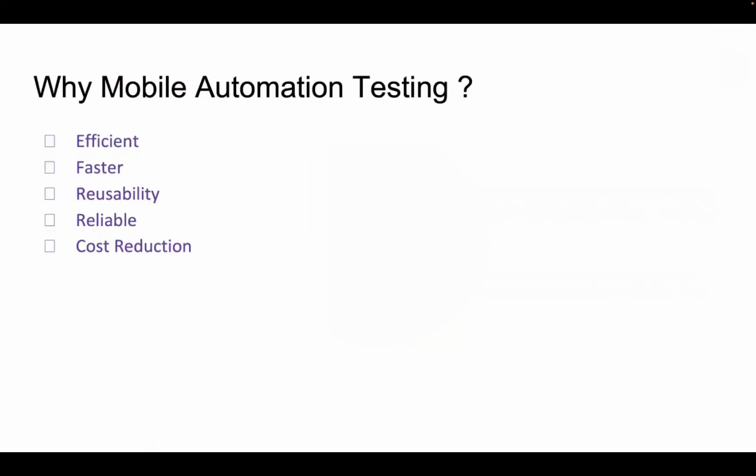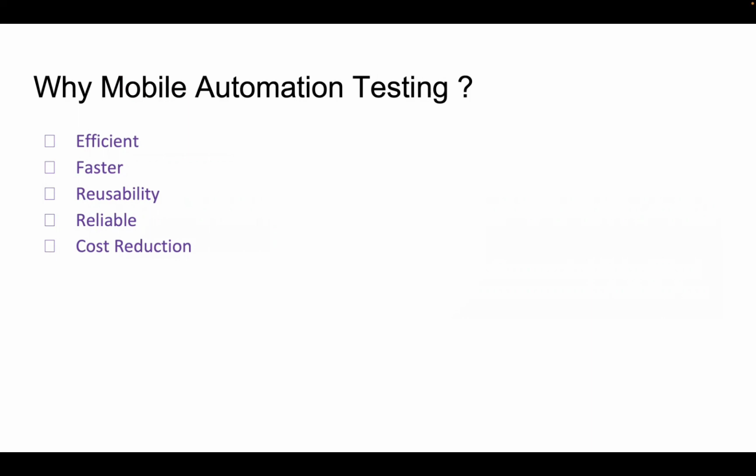So why mobile automation testing? Why do we go for mobile automation? Why don't we test the entire thing manually? The key points are, first, it is efficient. We do not have to test the same feature again and again; we run our automation script, and that takes care of the entire regression suite. Second, it is faster. The time taken for the same test features by an automation script is much faster, 10 to 20 times faster than manual speed.